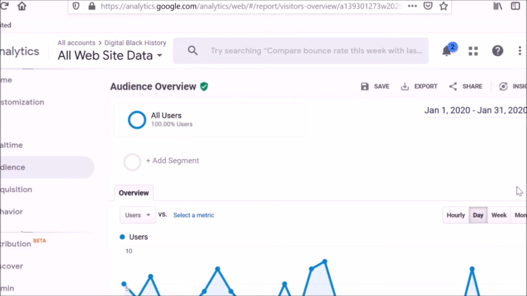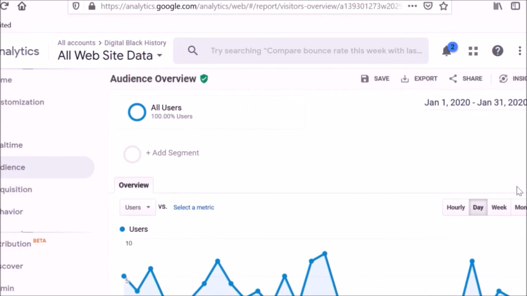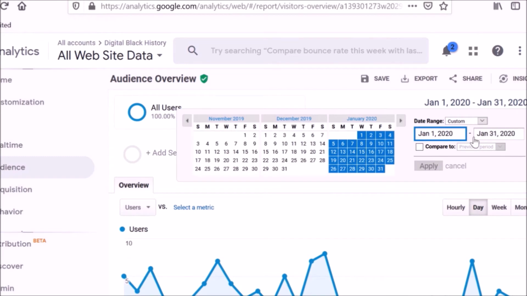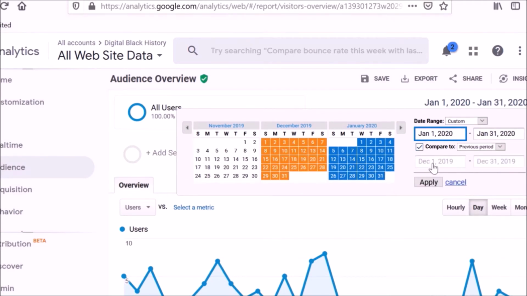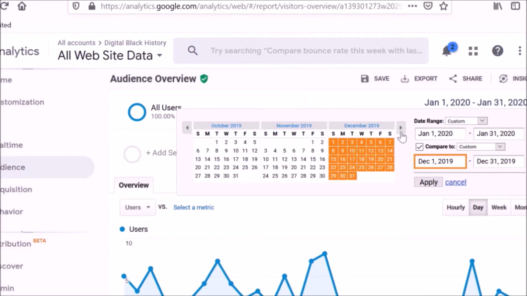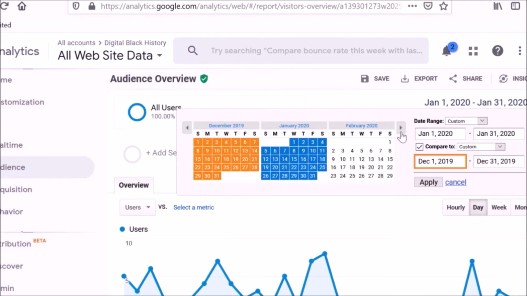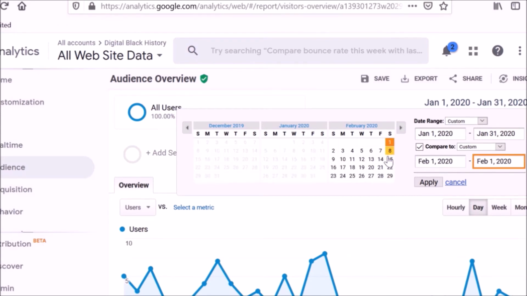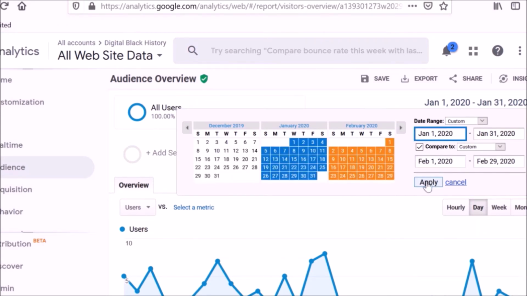I can also compare this information to a previous time period or to any other time period I want to look at. So to do that, you would click on this drop-down menu here. And as you can see, it's currently looking at the month of January. Check this box next to Compare To, and then choose what time period you want. So I'll click in this box here, and I'm going to go with February and click Apply.